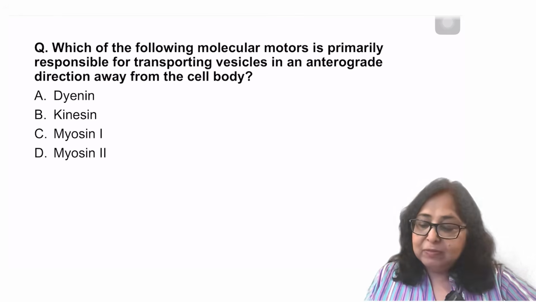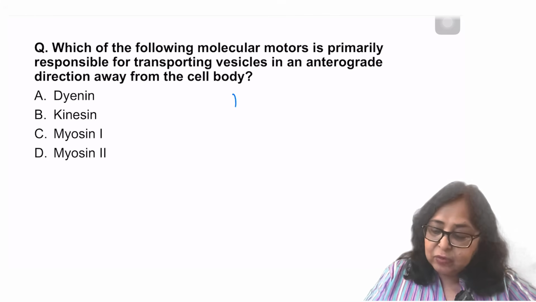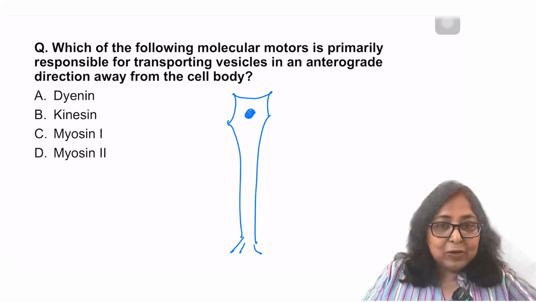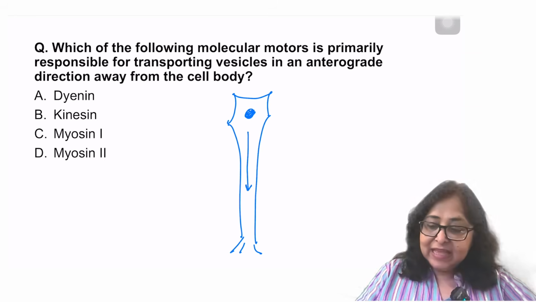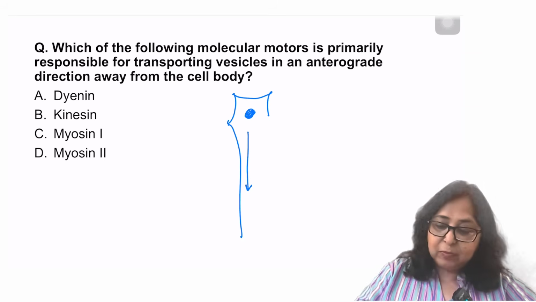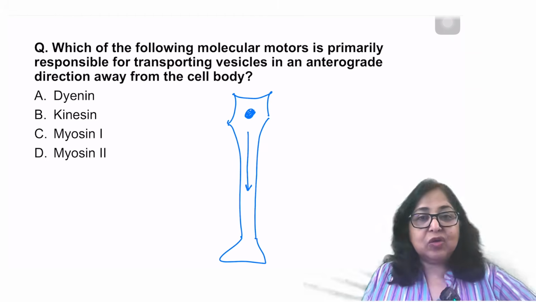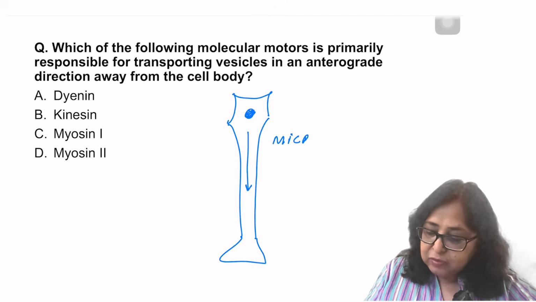Which of the following molecular motors is primarily responsible for transporting vesicles in an anterograde direction? Now, what is anterograde direction? Vesicles are produced in the cell body and they will move away from the cell body till the nerve terminal. That is known as an anterograde transport. Now, this transport through the axon, which is also known as axoplasmic transport, requires microtubules. These microtubules will serve as tracks. Moving on the tracks are the molecular motors.